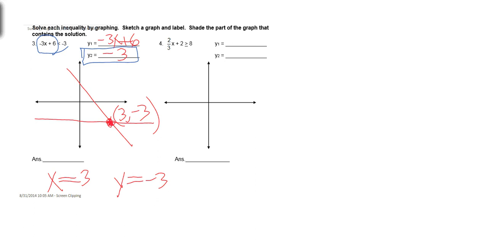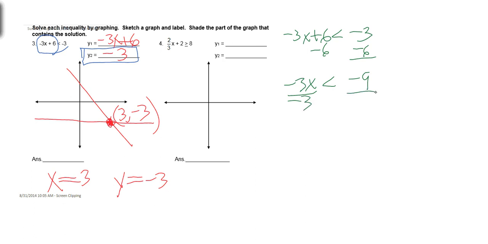Let's solve this one in green here. We have negative 3x plus 6 has to be less than negative 3. So we subtract 6 on both sides and we get negative 9 less than negative 3x. Divide by negative 3 on both sides. And remember, what do we do with the inequality when we divide by a negative quantity? We flip it around, and x has to be greater than 3, not 9. x has to be greater than 3.